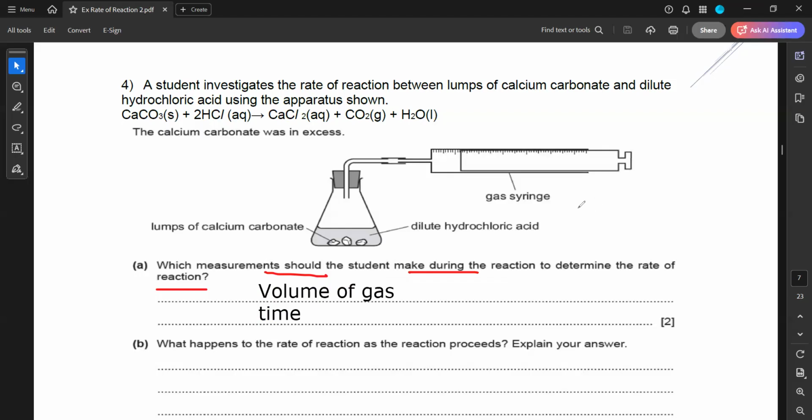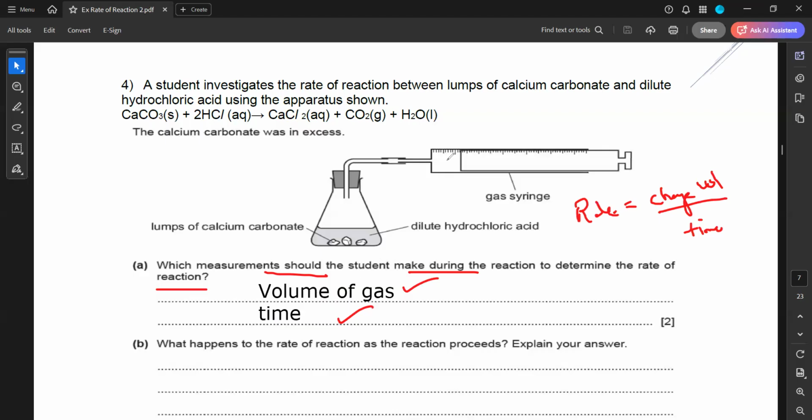So if I need the rate of this reaction, it will be the change in the volume of the carbon dioxide, or the volume of a gas, divided by time. So which quantity should I measure? The volume of the gas or carbon dioxide and the time it takes, because I cannot determine the rate without time. So one is the time, another one is the volume of the gas.